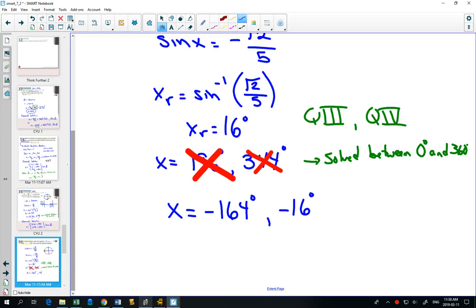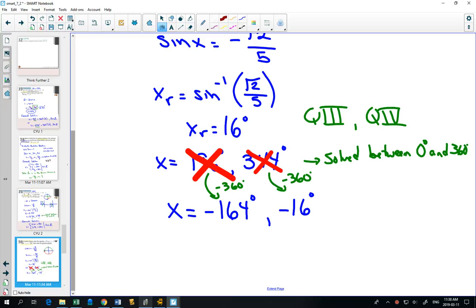How could you get those answers? Well, coterminal angles you can find by adding or subtracting 360 degrees. So one way you could find these answers is taking the answers you had and subtracting 360. Does that make sense? Okay.